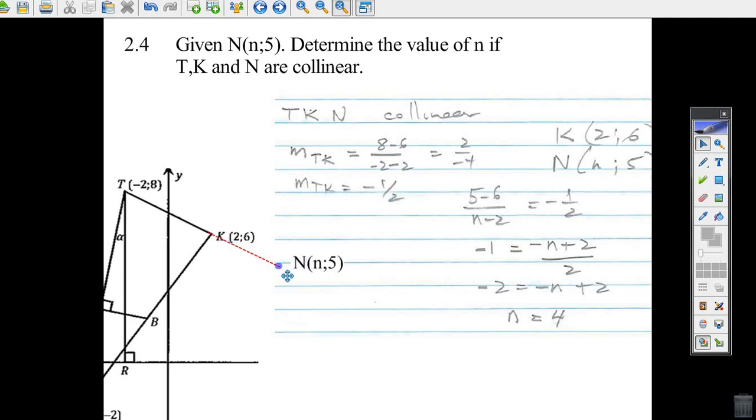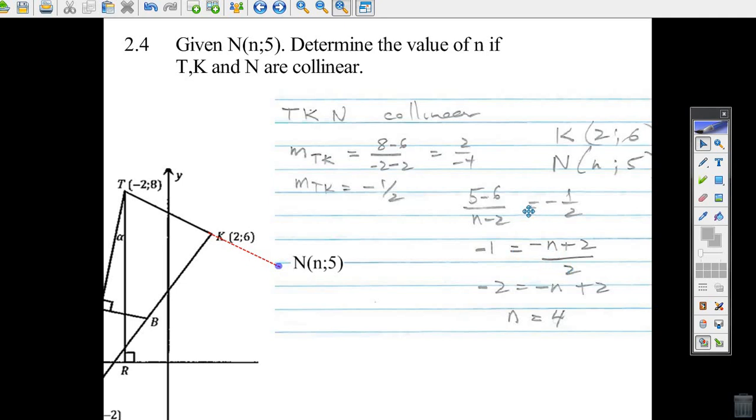Well, it's got to be equal to the gradient of KN. So minus a half must equal 5 minus 6 over n minus 2. Just do the gradient formula, but you've got an n here, so it's on the bottom, n minus 2. Well, let's see how we do this. I took n minus 2 and multiplied it by minus 1 and got minus n plus 2. I went 5 minus 6 and got negative 1.